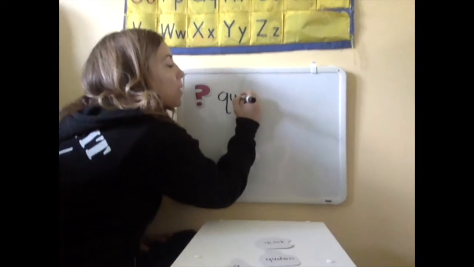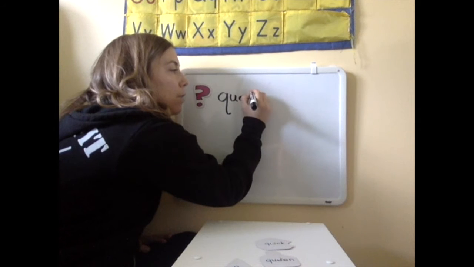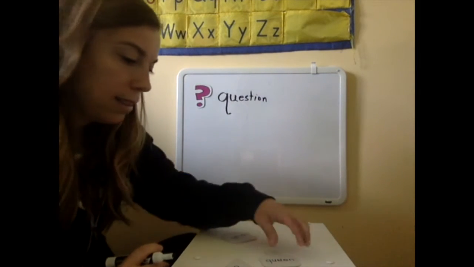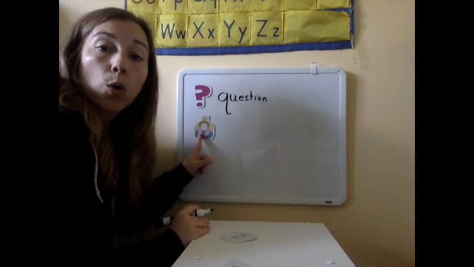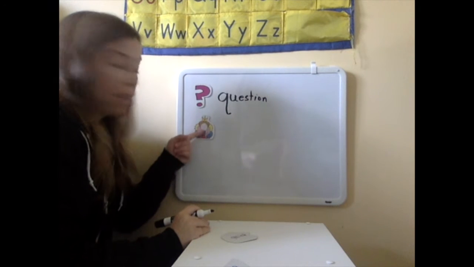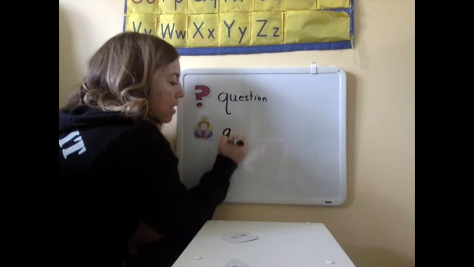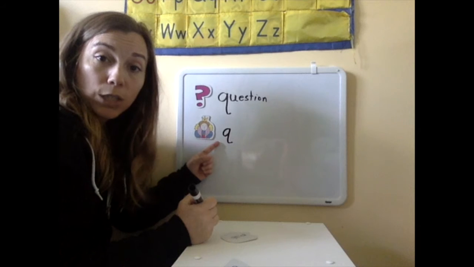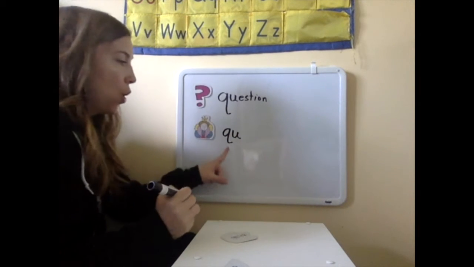Question. Here's the rest of the word question. It's a long word. So many letters. Let's look at this next one. Let's look at queen. Queen. She's got a crown on her head. She's a queen. A queen starts with letter Q, and it has its best friend. What's Q's best friend? Letter U. That's right. Queen.